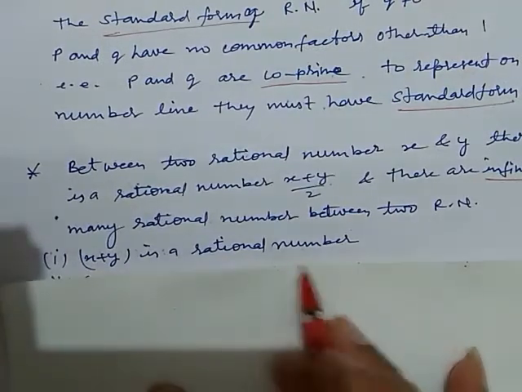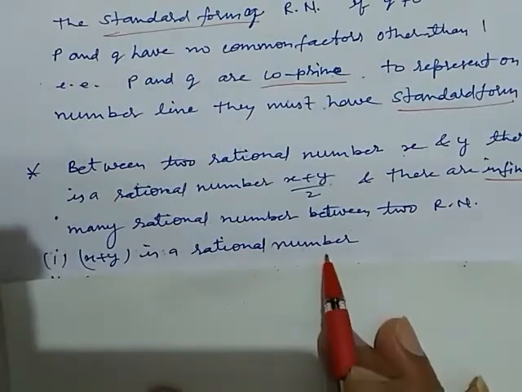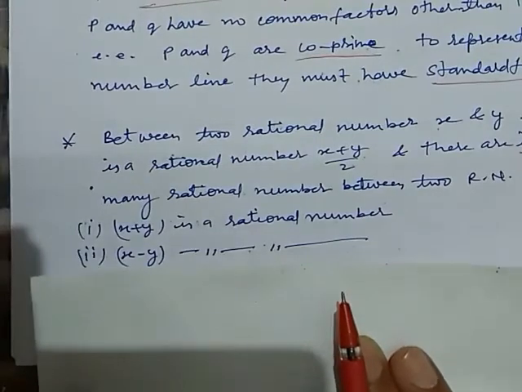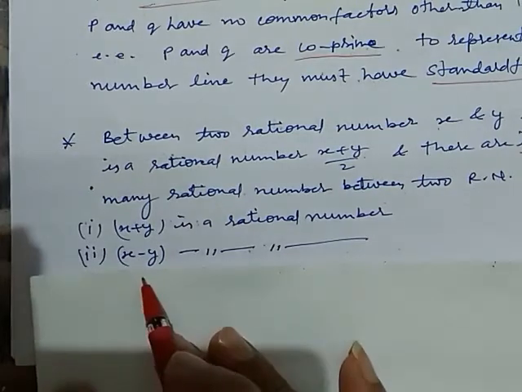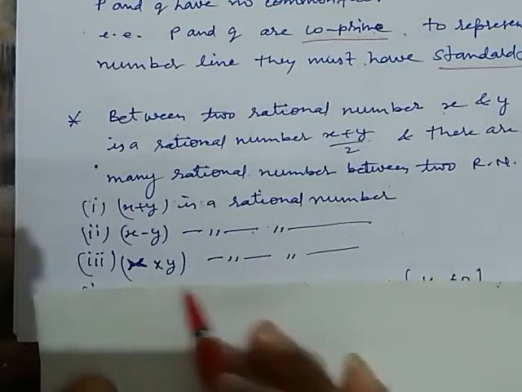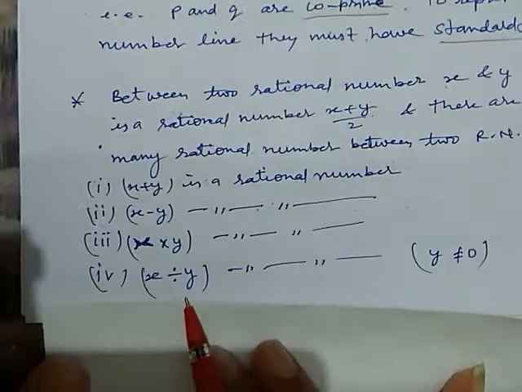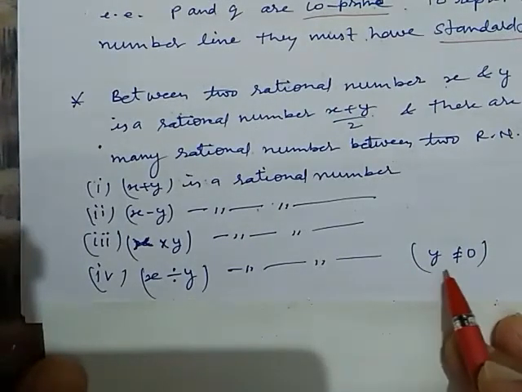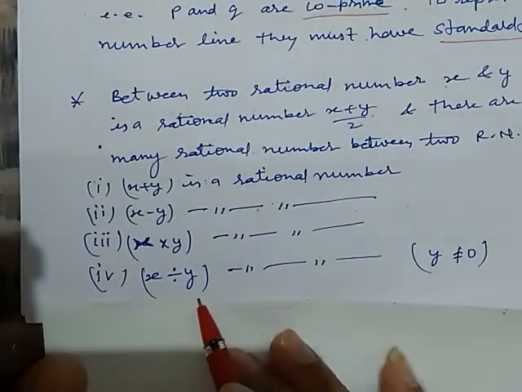x plus y is a rational number. Here x and y are rational numbers, so x plus y is a rational number. That is, the addition of two rational numbers is also a rational number. x minus y is a rational number, that is, subtraction of two rational numbers is also a rational number. x into y is a rational number, that is, the product of two rational numbers is also a rational number. x divided by y is a rational number, but there is a condition: y not equal to 0.